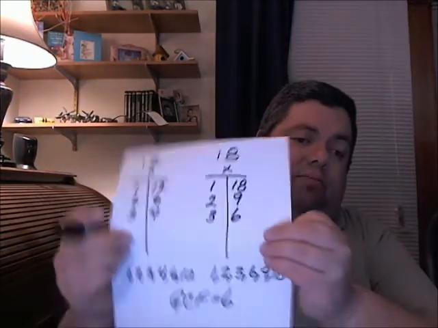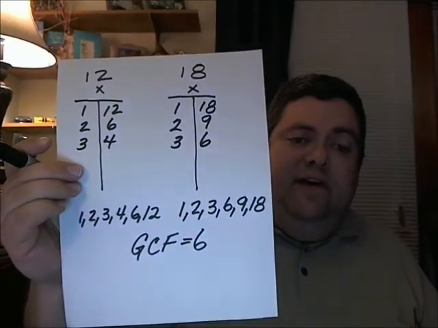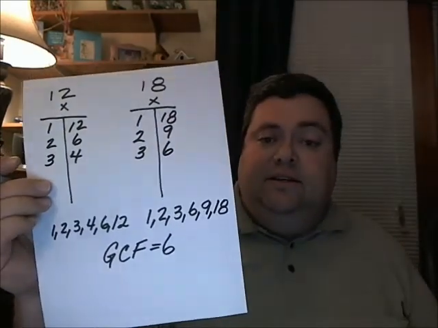So on your piece of paper, we would use the abbreviation for greatest common factor, which is GCF. And we would find that the greatest common factor for these numbers is 6. And we would record it. The greatest common factor of 12 and 18 is 6.